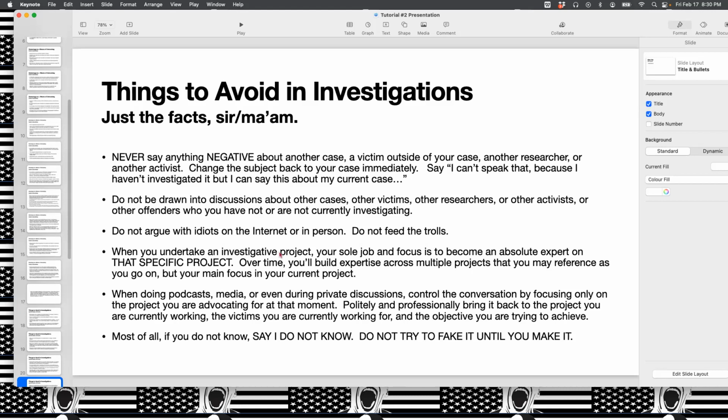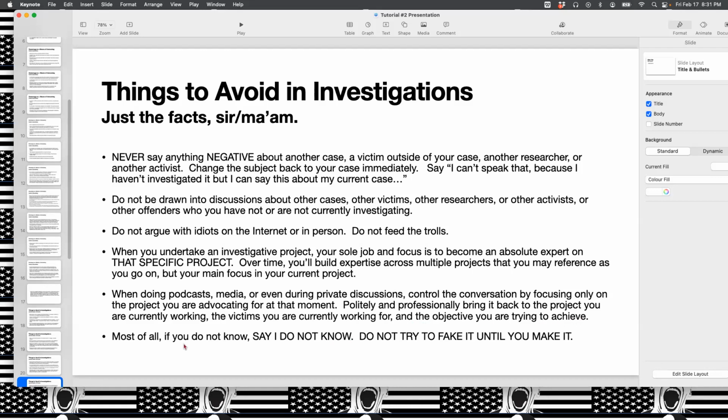Now, over time, you're going to build expertise across multiple projects that you may reference as you go on, but your main focus is always your current project. So, when doing podcasts or media or even during private discussions, you want to control the conversation by focusing only on the project that you are advocating for at that moment. You just politely and professionally bring it back to the project that you are currently working, the victims you are currently working for, and the objective that you are trying to achieve.